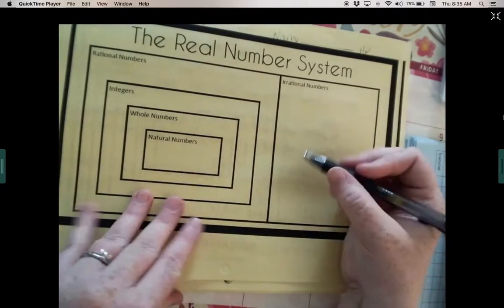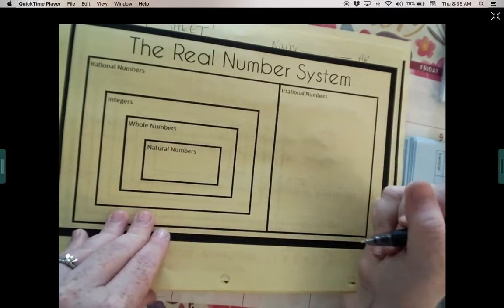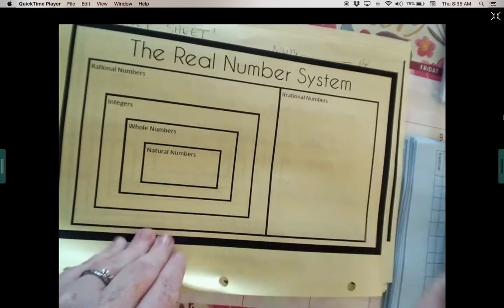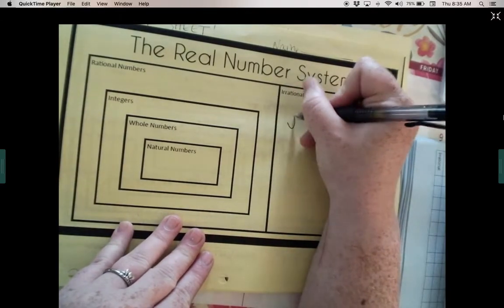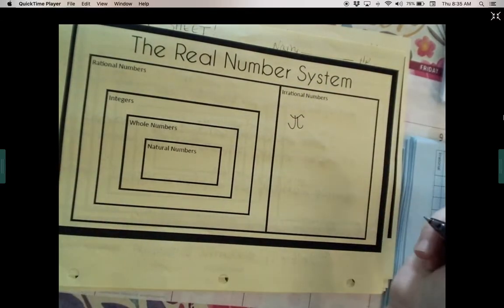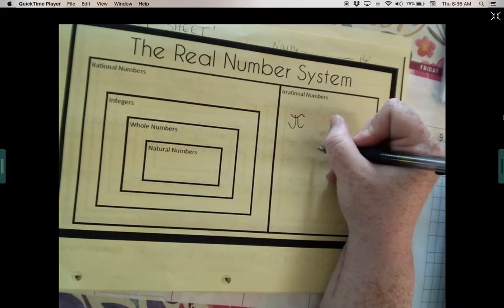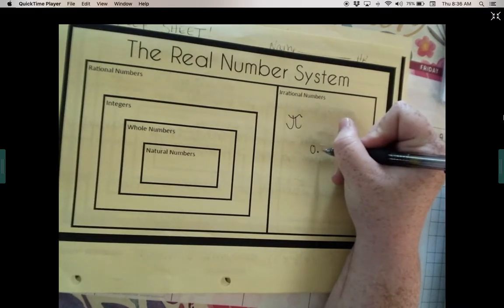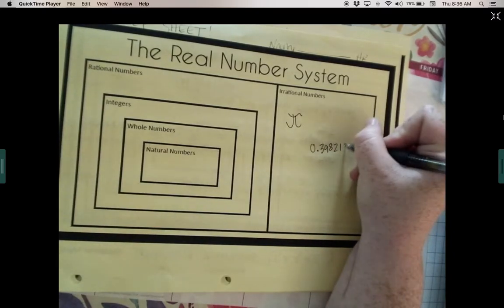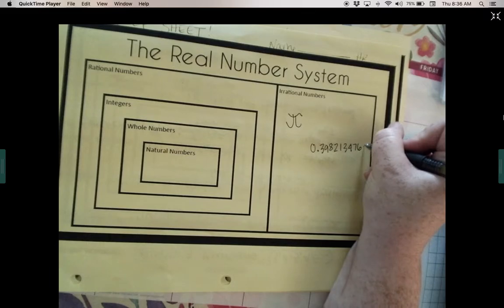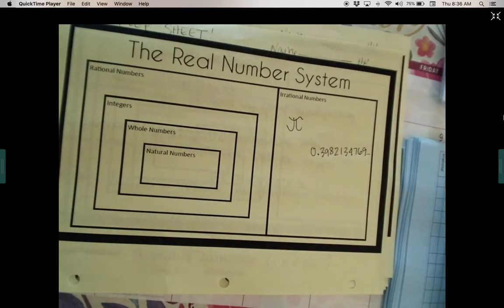So some irrational numbers. What would be an example of an irrational number? You guys can flip. I'm not testing you. It's day one. Pi. Okay. I would just make up a decimal that goes on forever and ever without repeating. 3, 9, 8, 2, 1, 3, 4, 7, 6, 9. You can use your own if you want. You can create your own.